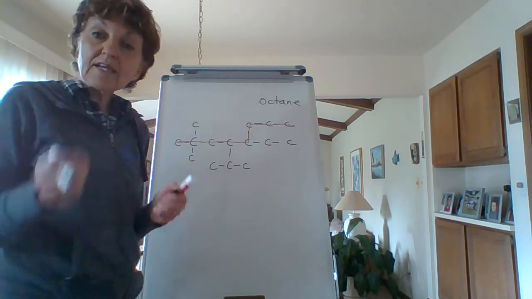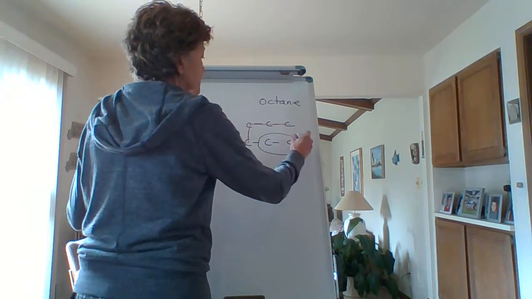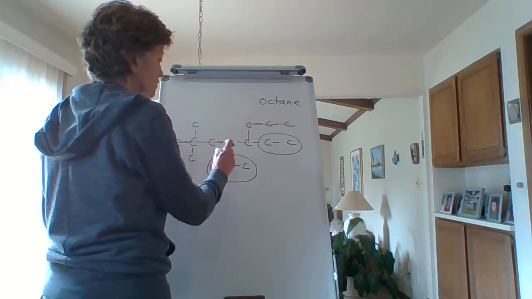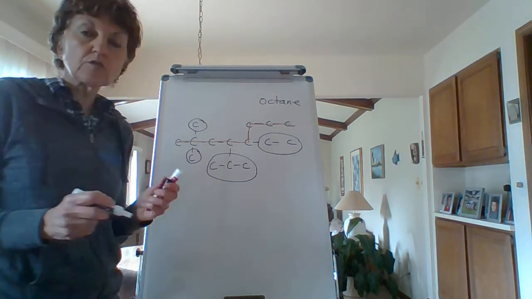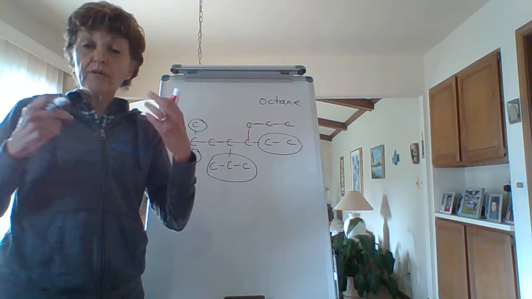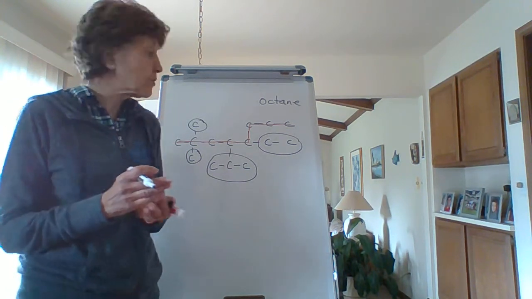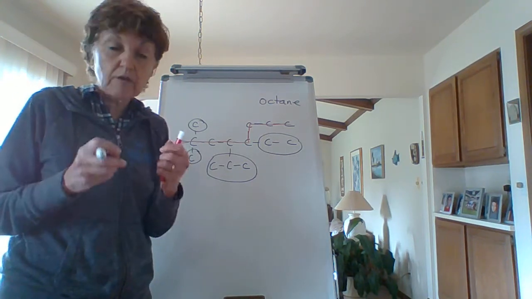What are we supposed to do next? Circle all the substituents. So we have this 2 carbon substituent hooked up here, this 3 carbon substituent hooked up here, and these 2 1 carbon substituents. Okay, we're going to number it so that the substituents get the lowest possible numbers, and so that your first substituent hits at a very low number.